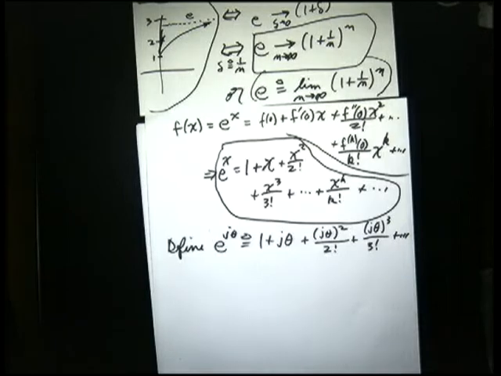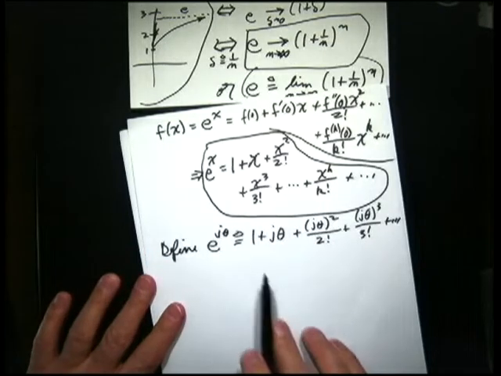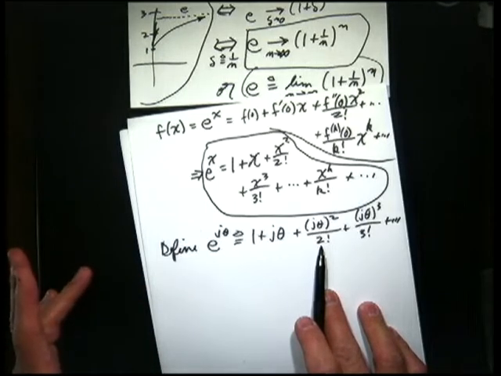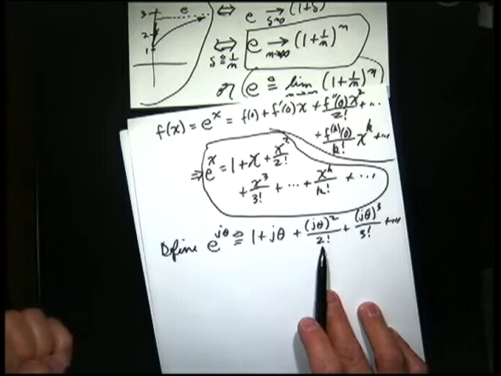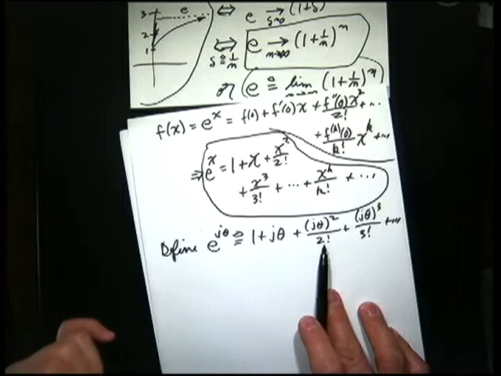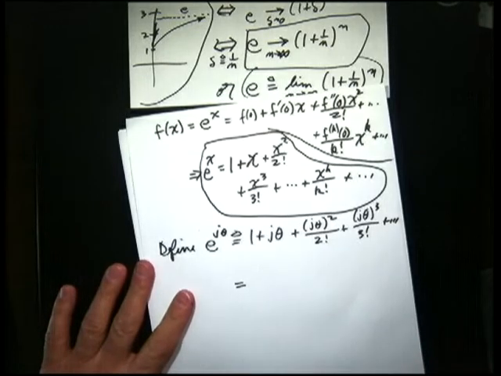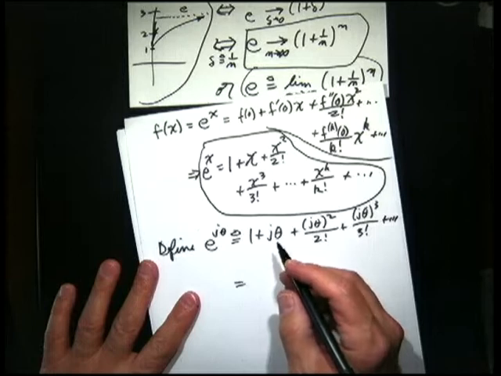Can't be anything else. And one thing we can notice is that the even exponents are going to give us real numbers. So j theta to any even integer is going to be real, and j theta to any odd integer is going to be imaginary. So we can split this into its real and imaginary parts. So we can first write out, let's say, the real part.